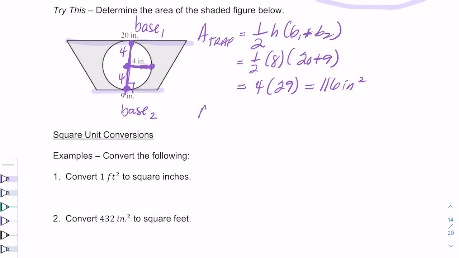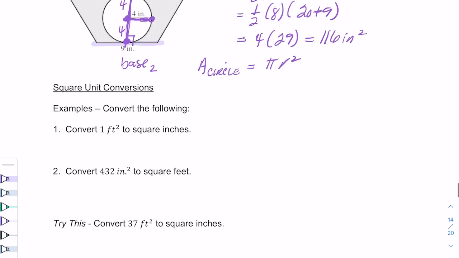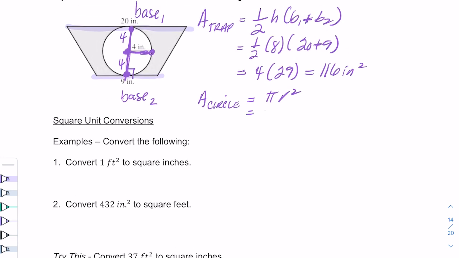Now I need to subtract out the area of the circle. So I need to find the area of the circle. And remember, the area of a circle is pi times radius squared. So all I need to do here is take pi times my radius and square it. My radius is 4, squared. So this comes out to be 4 times 4, which is 16 pi inches squared.